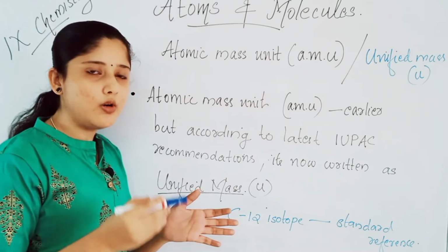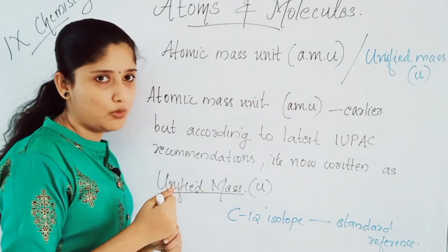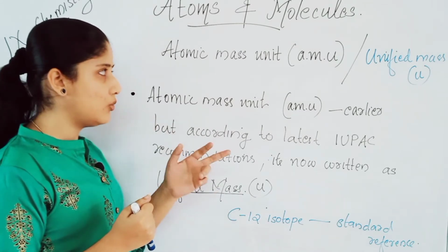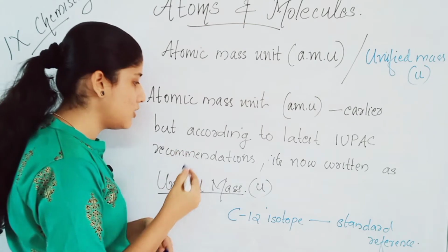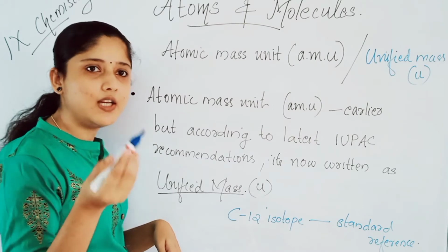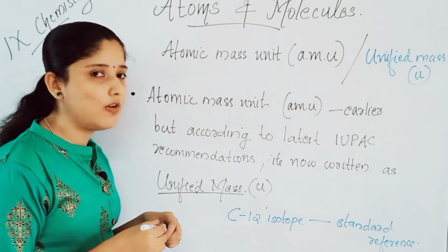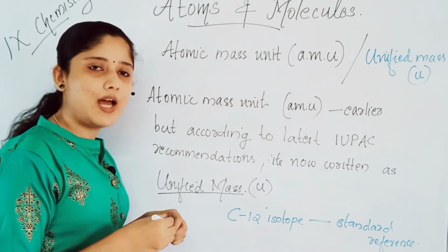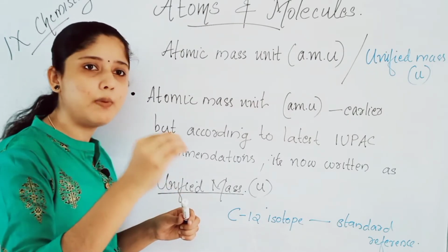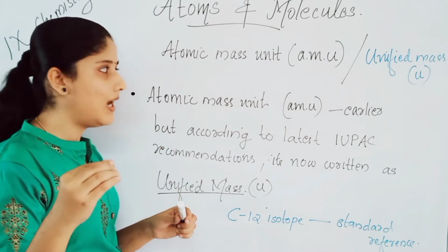What we are comparing to is called the atomic mass unit, abbreviated as AMU, or now it is known as unified mass, represented by u. The carbon-12 isotope is what we compare the mass of an element to. Since finding the exact mass of an atom is very difficult, we measure relative atomic mass, that is the mass of the atom divided by 1/12th the mass of carbon-12 atom. We are comparing the mass of an atom to the carbon-12 isotope.